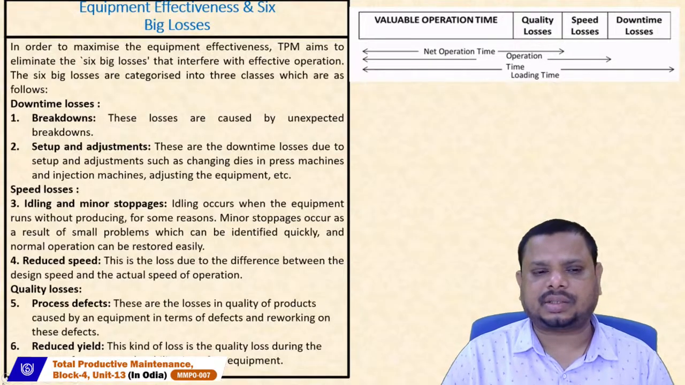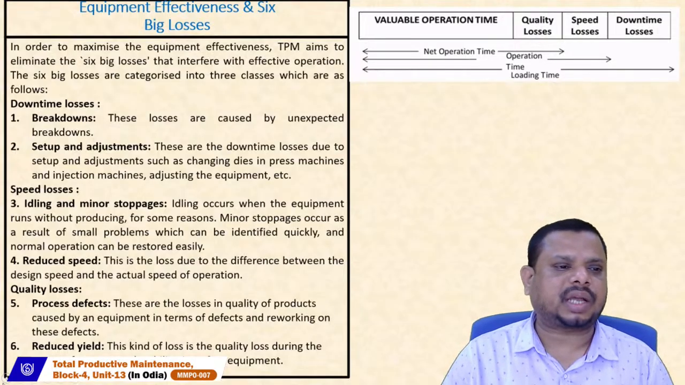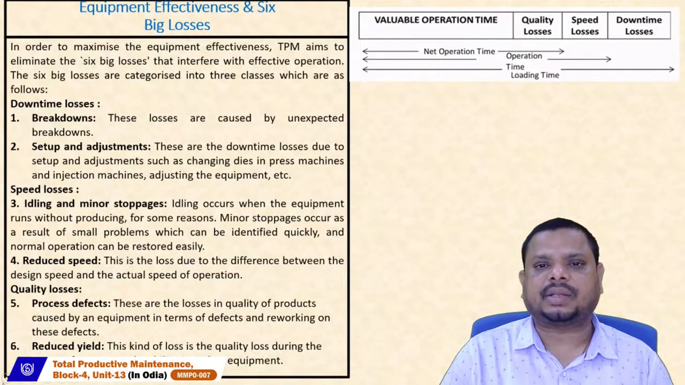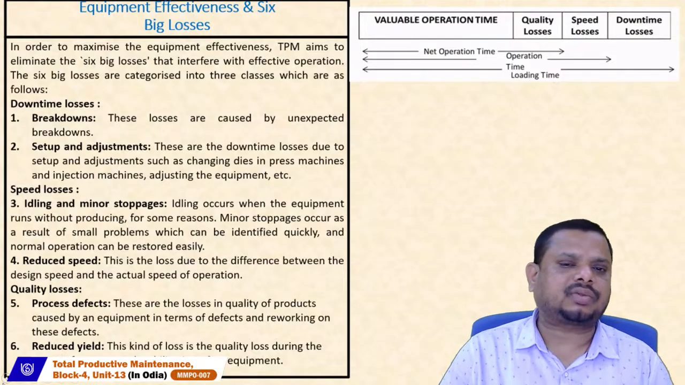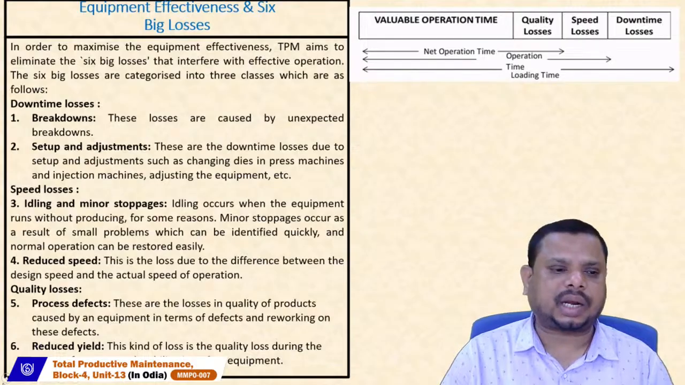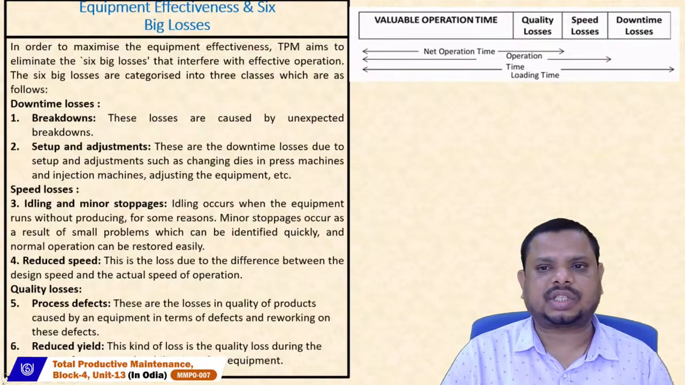and these 6 big losses are categorized in three classes. The first class is known as downtime losses. Under downtime losses, we have breakdowns and setup and adjustment. The second class is known as speed losses. Under speed losses, we have to focus on idling and minor stoppage, and the second one is known as reduced speed. The third one is known as quality losses. Under the third class, we have two parameters: the first one is process defect and the last one is reduced yields.